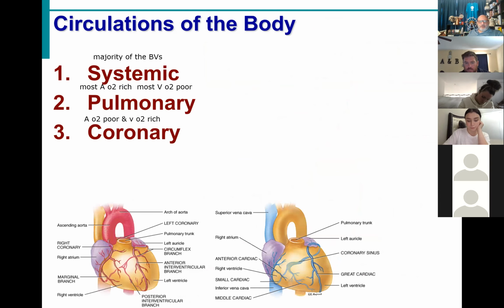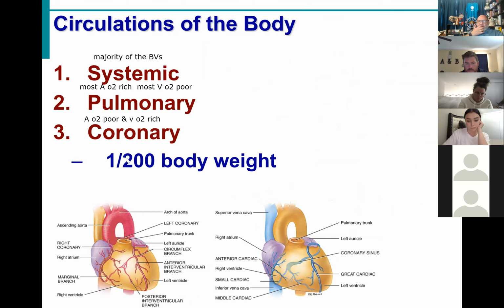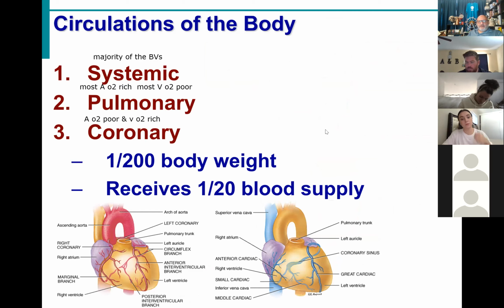But as we've also talked about, there is a third circulation, the coronary circulation. As I mentioned, the heart only makes up about 1/20th of our body weight, but it receives 10 times as much blood, 1/20th of our blood supply.